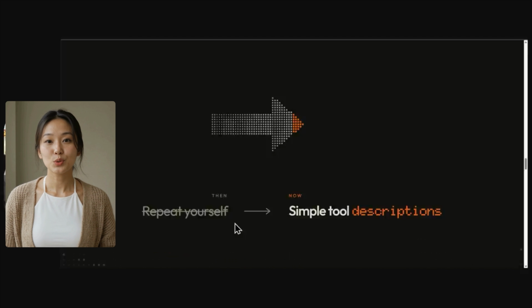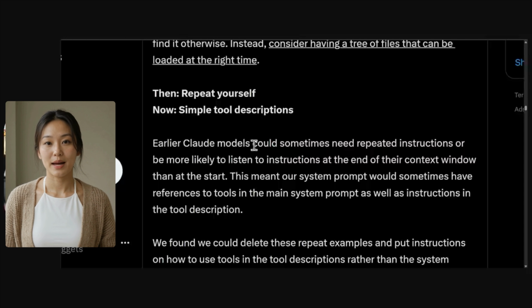Fourth, simpler tool descriptions work fine now. Older models struggled with context rot, paying more attention to recent messages than earlier ones, meaning constant repetition to stay understood. That's largely unnecessary now. Anthropic removed duplicate tool instructions that lived in both the system prompt and individual tool descriptions.